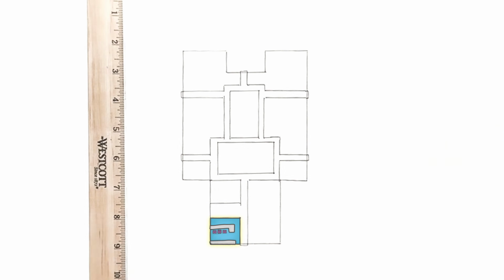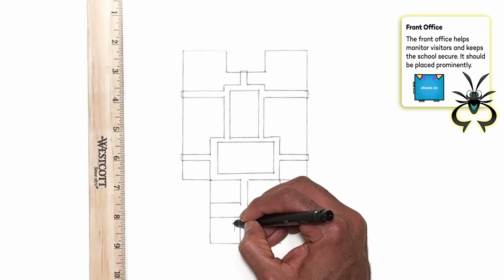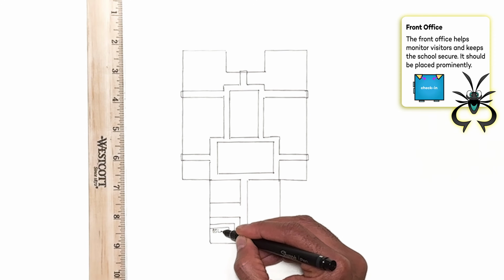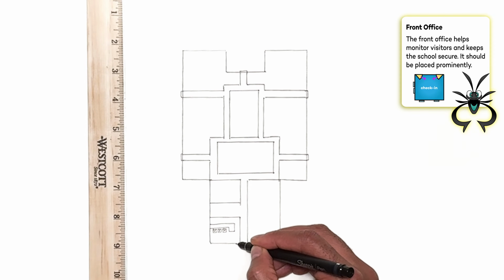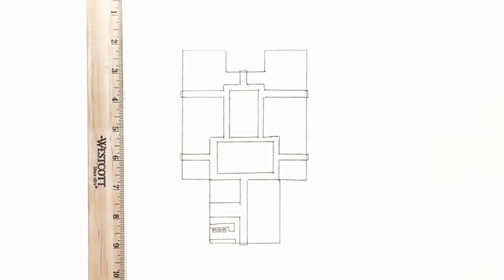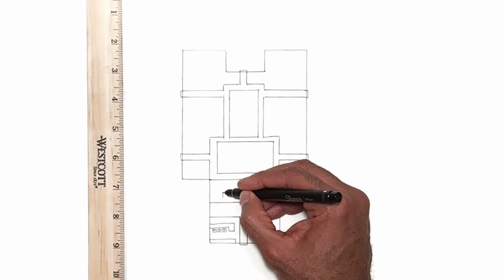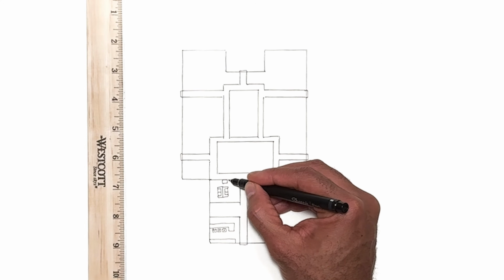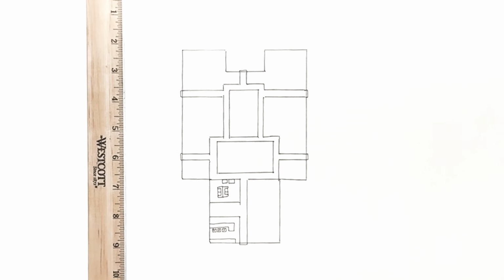The front office will go right at the entrance, so it's easy to find. The office is where visitors check in, and it's also the hub for the school's administration. And right next to it, the teacher's lounge. I can imagine some comfy couches, and of course, snack machines.